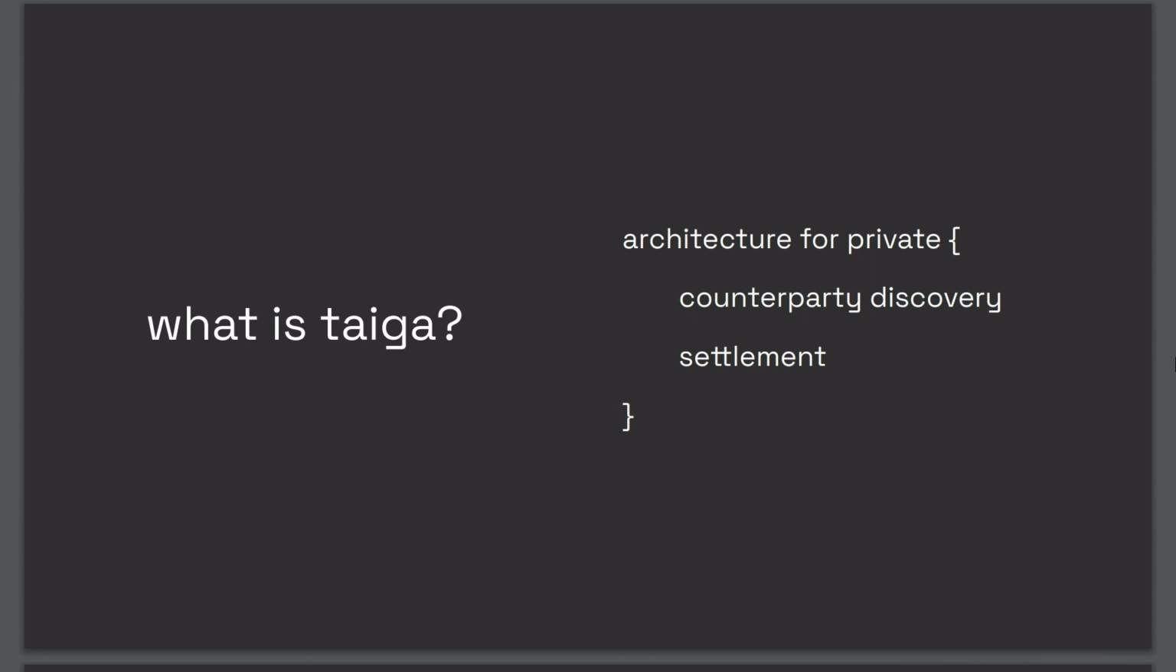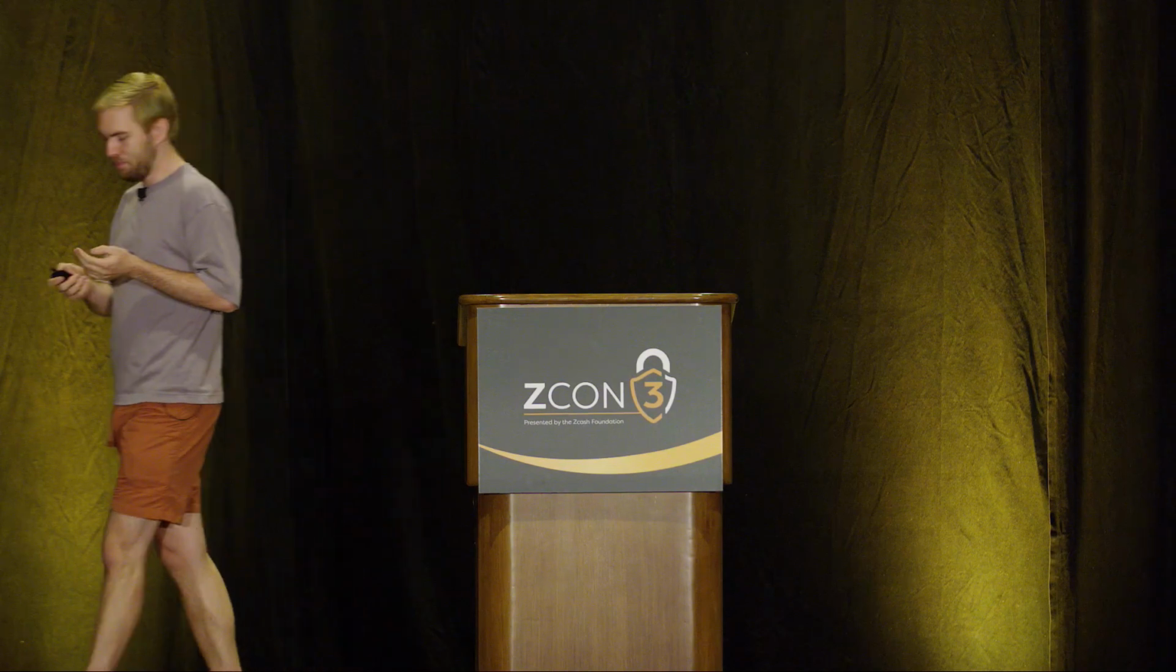So what is Taiga? Taiga is an architecture for private counterparty discovery and private settlement. And in this talk, because I think it's the part that's, at least as far as I can tell, in the discourse a little bit underexplored, I am mostly going to be focusing on private counterparty discovery. What that is, why you might want it, what are the design constraints, and how do we implement it.